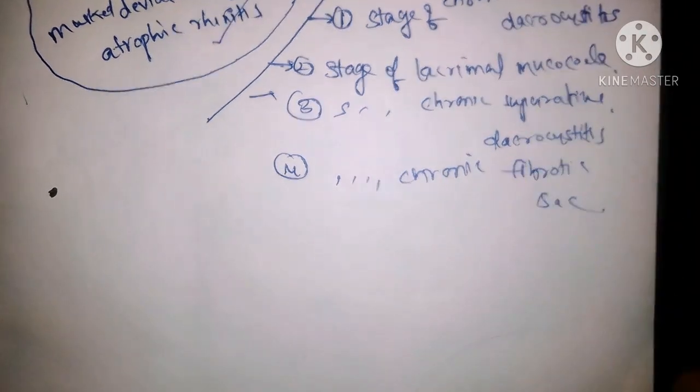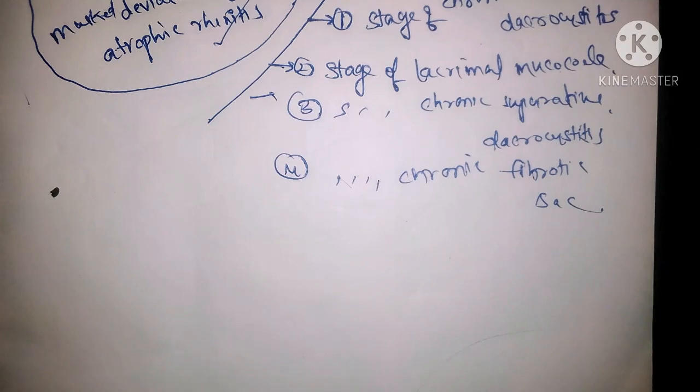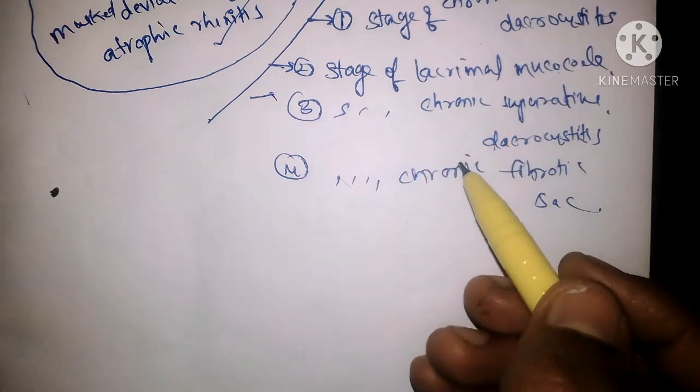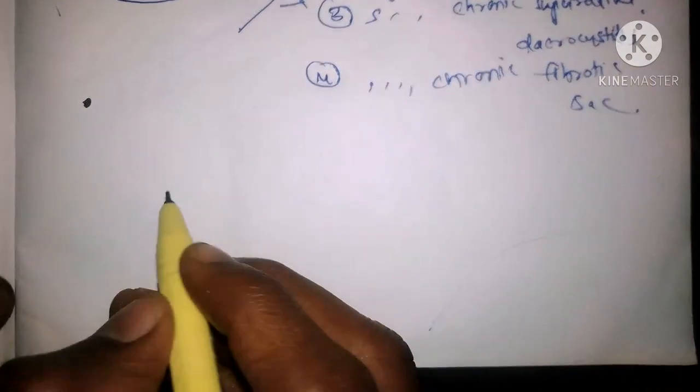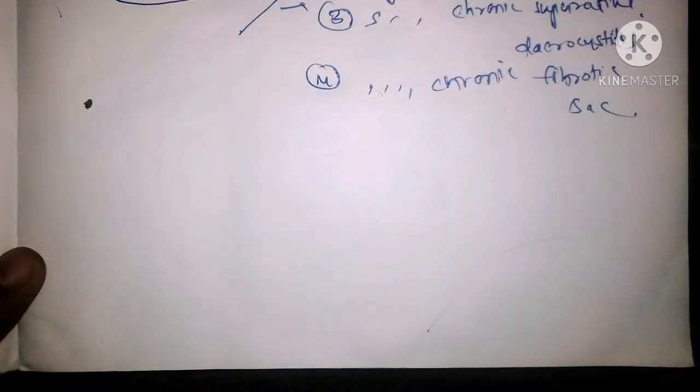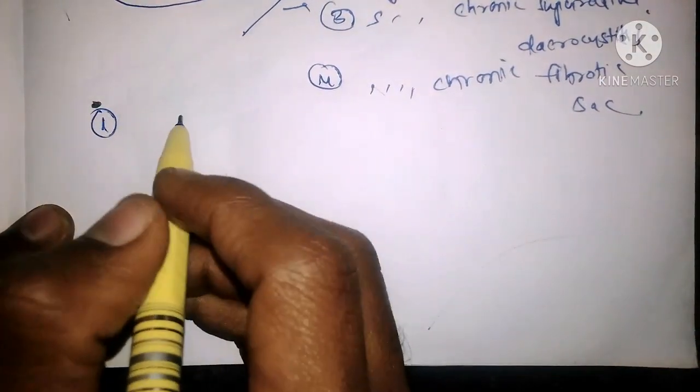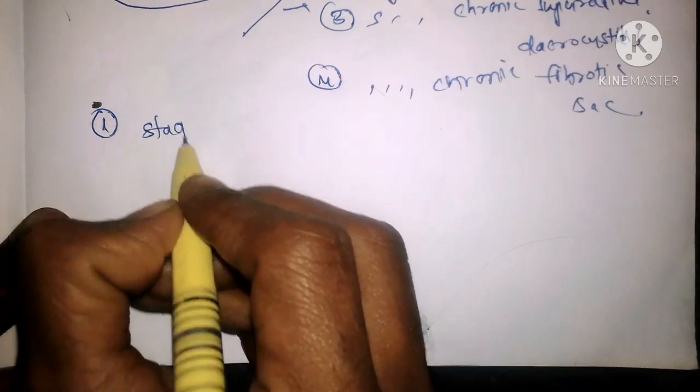Clear? These are the 4 stages that we see in the disease. Clear? We will see each one of these. Okay, we'll go in detail into the first. The first stage I told you, stage of chronic catarrhal, right?